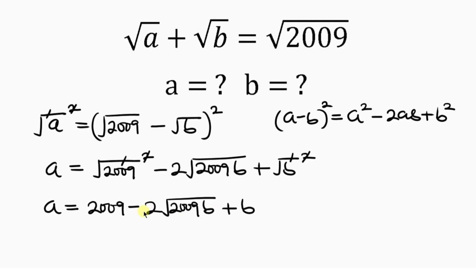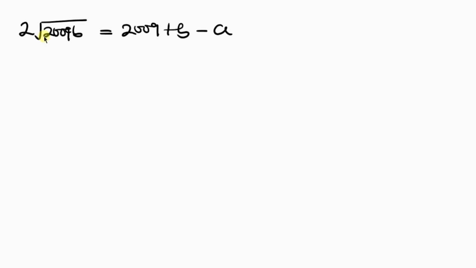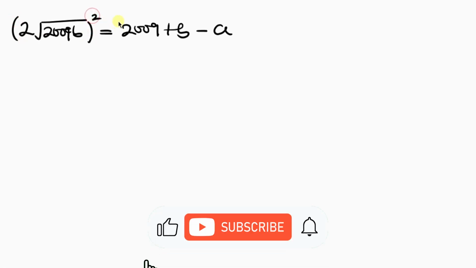Now our next step will be for us to get rid of this square root, and we do that by isolating minus 2 root 2009b. Now let's move this to the left hand side. When we move this to the left, it becomes positive, so it becomes 2 root 2009b. And this is equal to, I've got 2009 here, plus b. And when I move a to the right, it becomes minus a. Now to get rid of this square root, we have to square both sides. So I'll square the left hand side, I'll also square the right hand side.